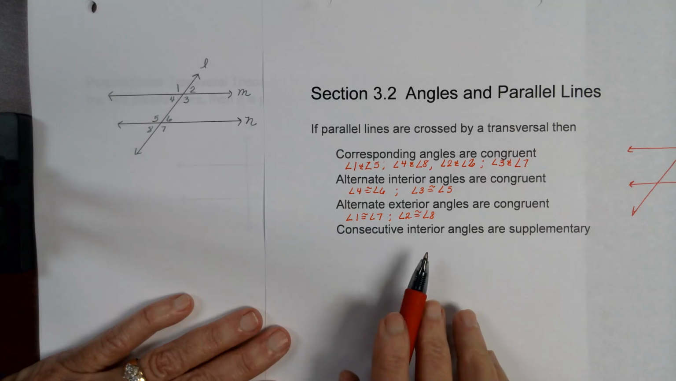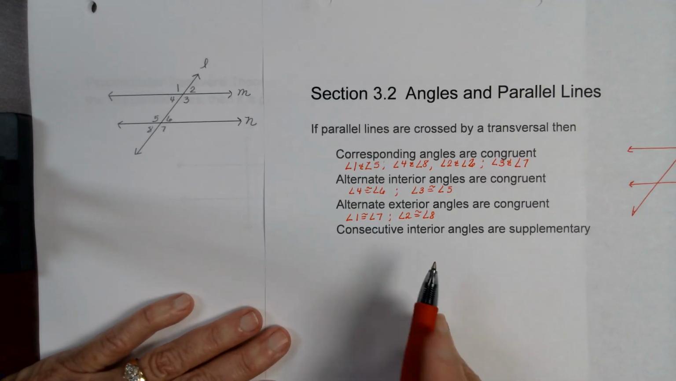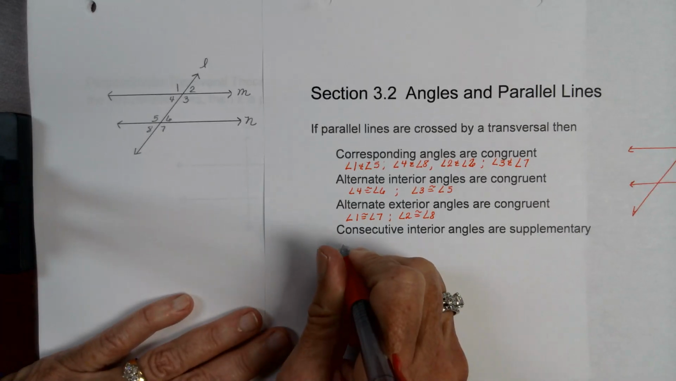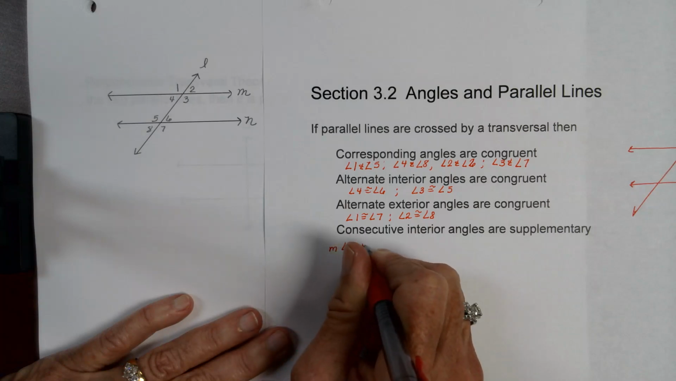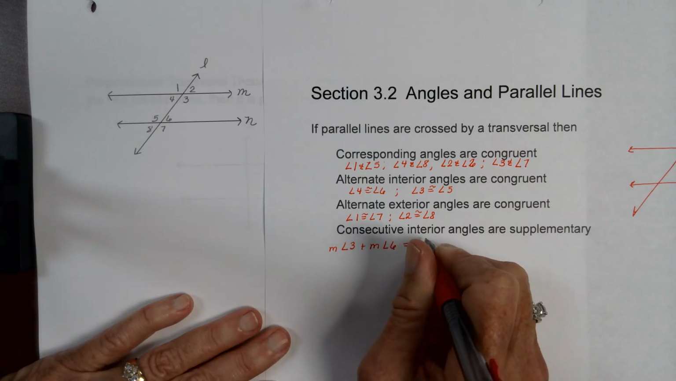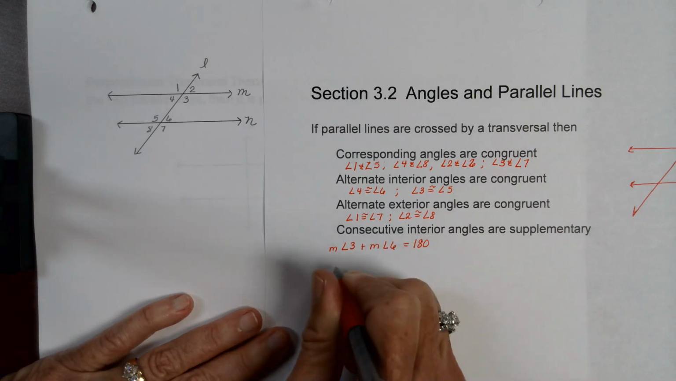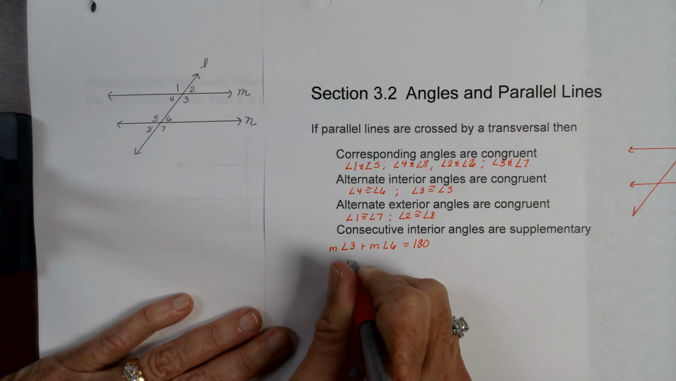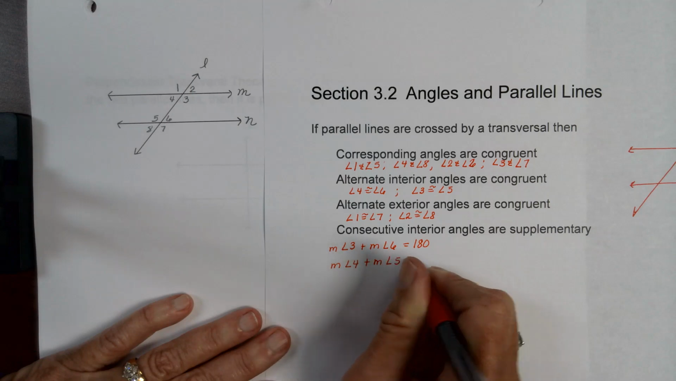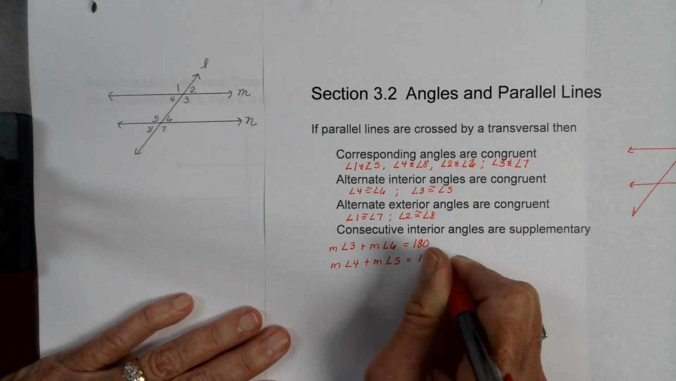Then I also know that consecutive interior angles are supplementary. Supplementary means they would add up to 180 degrees. So the measurement of angle 3 plus the measurement of angle 6 would equal 180. The measurement of angle 4 plus the measurement of angle 5 would also equal 180.